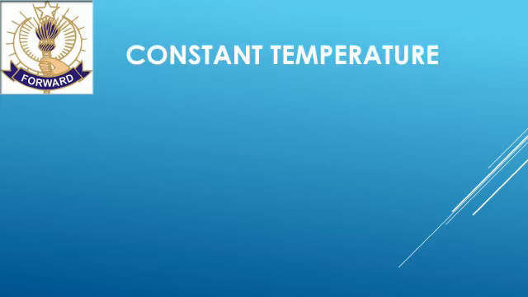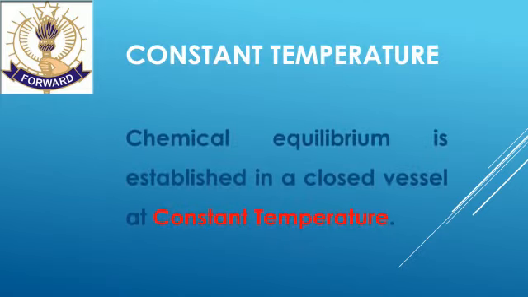Now what is the second factor? That is constant temperature. Chemical equilibrium is established in a closed vessel at constant temperature. You have to keep the temperature of the system constant. If you vary the temperature, it means equilibrium has been disturbed and the system will try to regain its equilibrium.